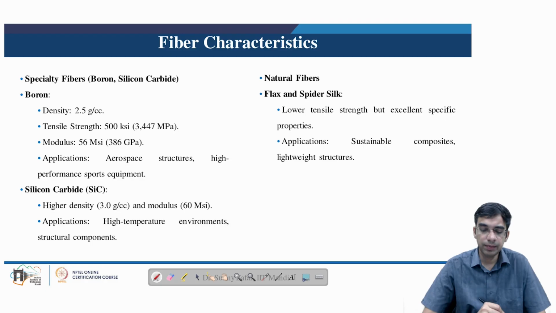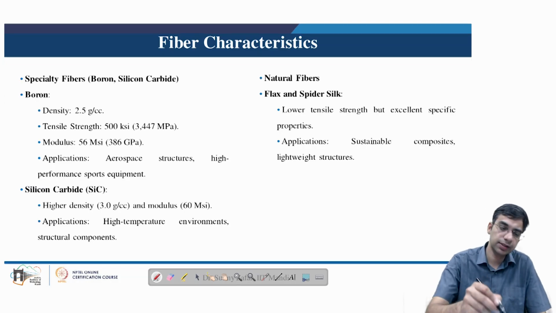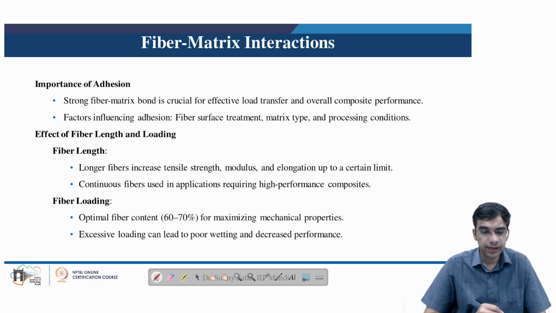Other fibers which may be used in composite materials in general include boron-based fibers, which are used in aerospace structures, and silicon carbide-based fibers. These fibers are often developed on a metallic filament like tungsten using vapor deposition techniques. Other than this, we have some fibers which are derived from natural resources like plants or animals. They offer, of course, lower mechanical properties, but they are widely used in making sustainable composites with lightweight characteristics.